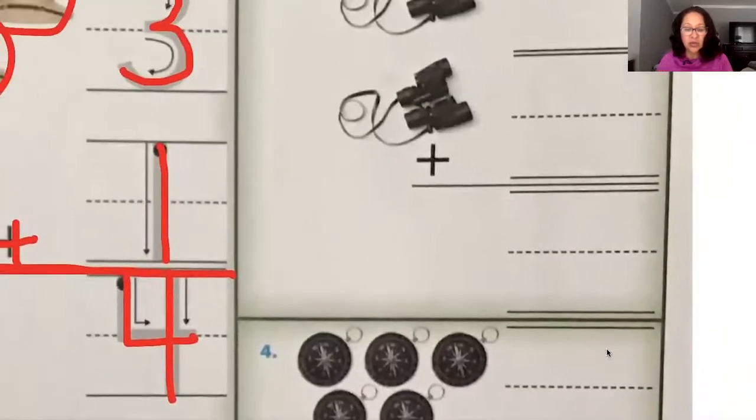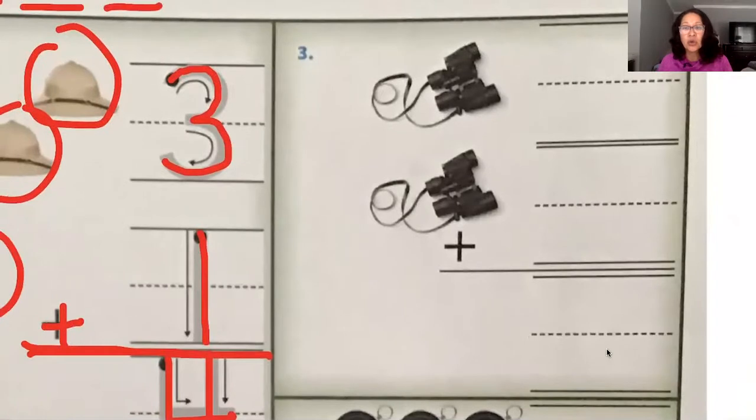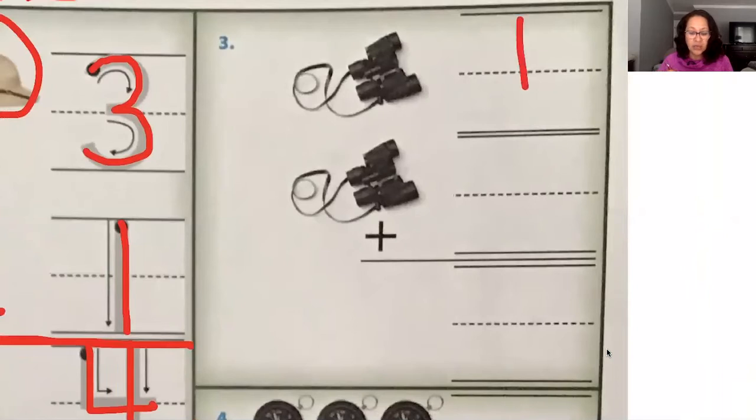So let's go ahead and go to number 3. So this one's easy peasy. You probably already did this one by yourself. One binocular, right? Remember what binoculars are used for? To see from far away. You're bringing in the image, right? You're bringing whatever you're looking at closer. It has a very special lens, boys and girls. So you have one binocular here and one here.